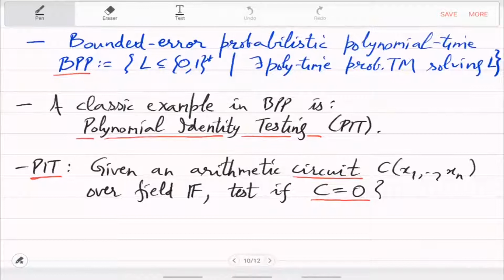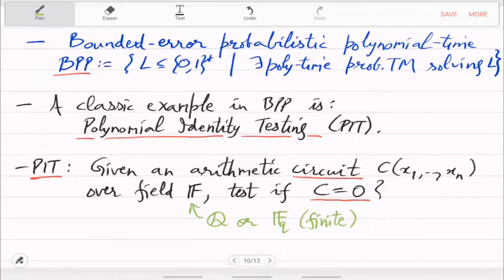So a prominent problem in BPP is the problem of polynomial identity testing. Given a circuit, whether it is 0, this is what you want to test. Here the field of interest, you can think of it as the field of rationals, or you can think of it as a finite field. These are the two prominent examples of fields that we are interested in this course. Other fields are not very interesting for us because there even the presentation of constants is not clear.